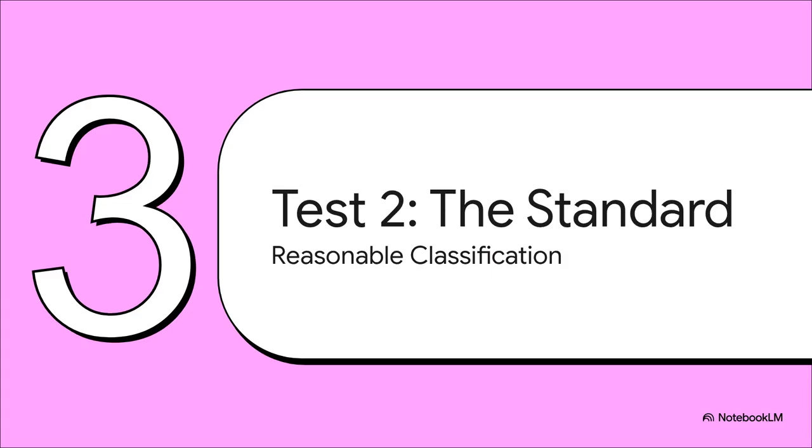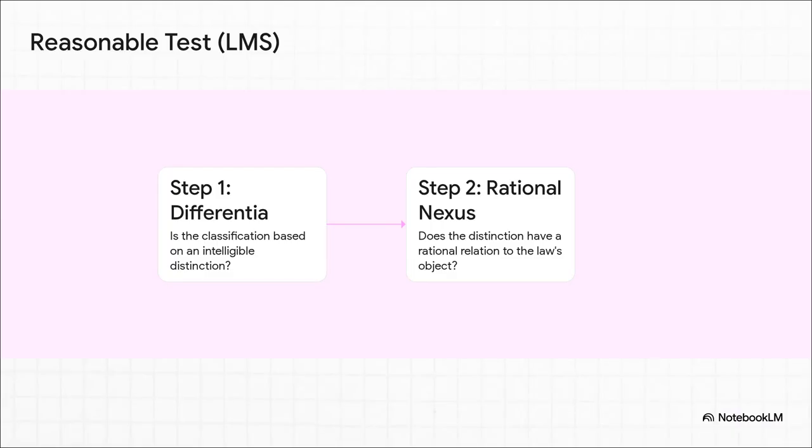So, if that first test is like trying to climb a sheer cliff, what's the alternative? Well, the second approach is the most common one you'll see. It's called the reasonable classification test. This one has 2 steps.